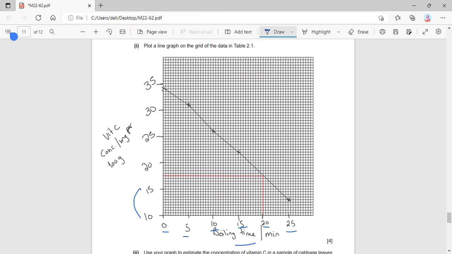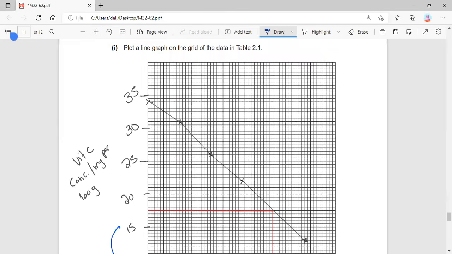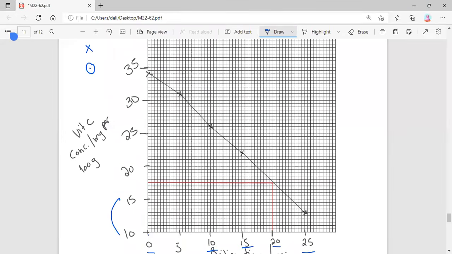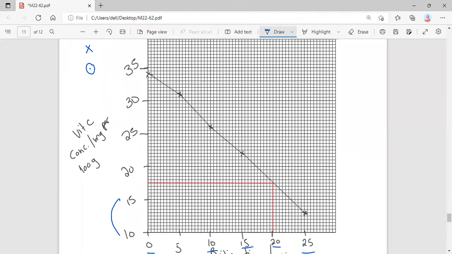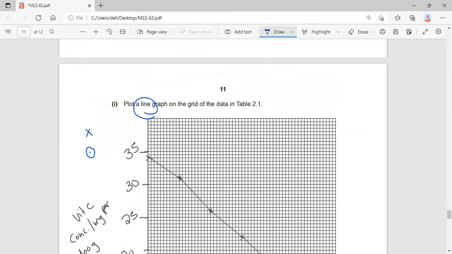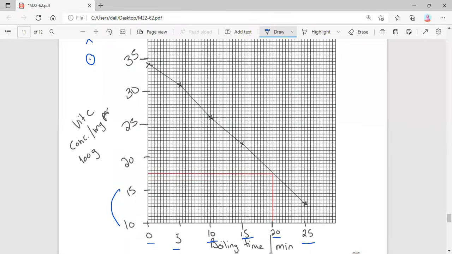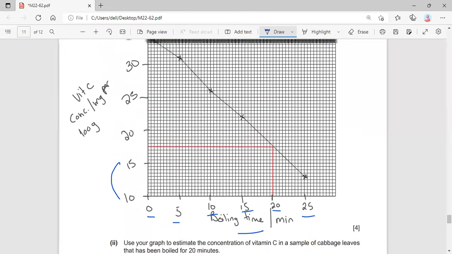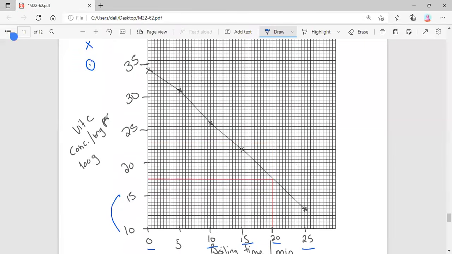Next, you plot your points. Please, please, please: the points are either X or a dot and a circle. I don't want to see this. You will be penalized for this. You will lose marks if you did this. After you plot your points, join point to point using a ruler. Since it is a normal line graph, you join point to point using a ruler. Then you will take the 4 marks for the graph.